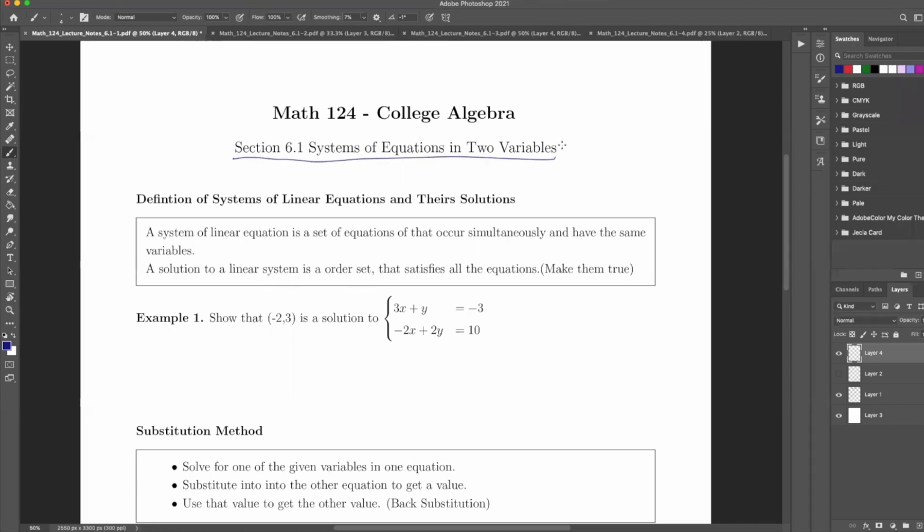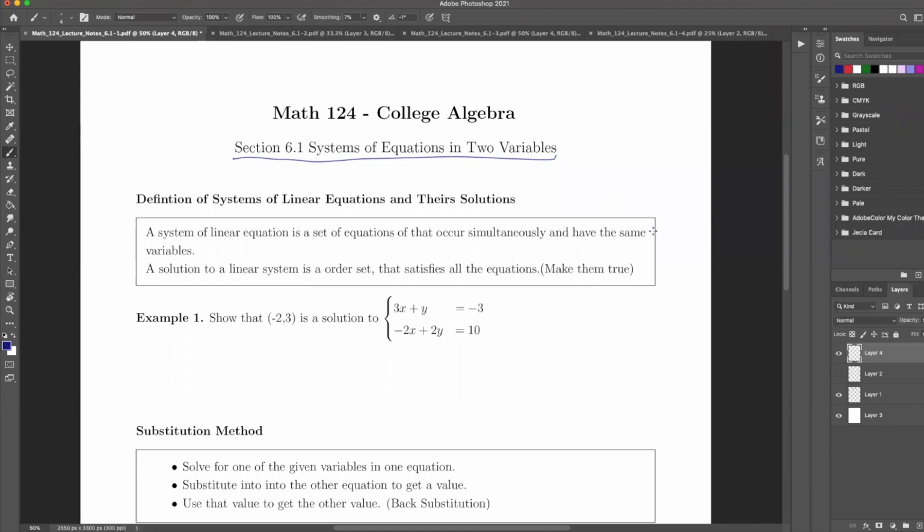Let's get started. So, systems of equations in two variables. A system of linear equations, these are all linear, and their solutions. A system of linear equations occurs simultaneously and they have the same variables. So here we have x and y. This is a system of two equations in two variables. That's what we're going to be doing in this one.